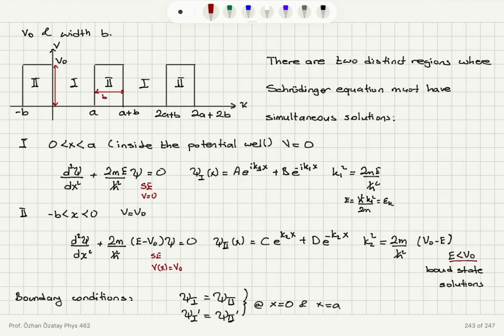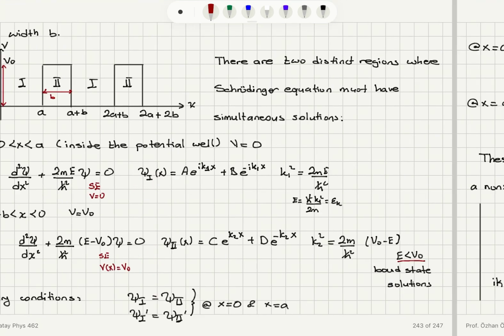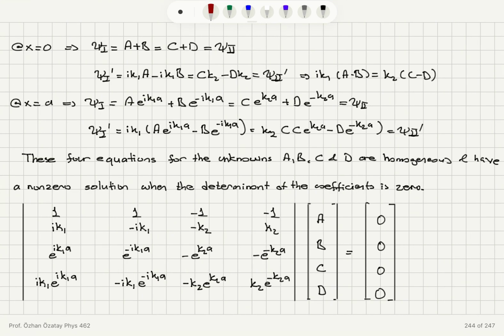And then we look at the other boundary, x equals a. So that is this boundary here. And here we will have a e to the ik1a plus b e to the minus ik1a is equal to c e to the k2a plus d e to the minus k2a. The wave function is continuous. The derivative is continuous: ik1(a e to the ik1a minus b e to the minus ik1a) is equal to k2(c e to the k2a minus d e to the minus k2a).